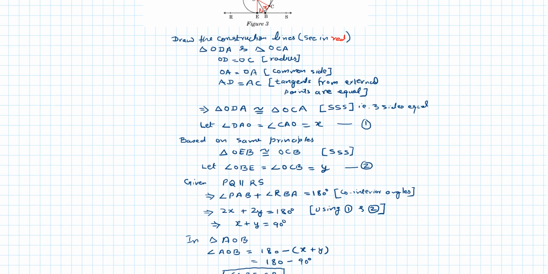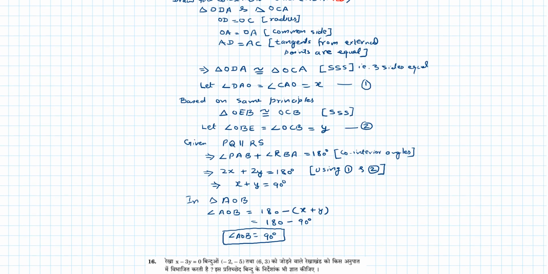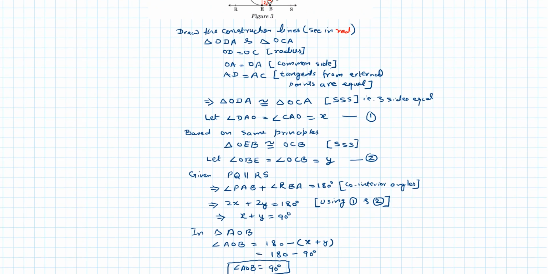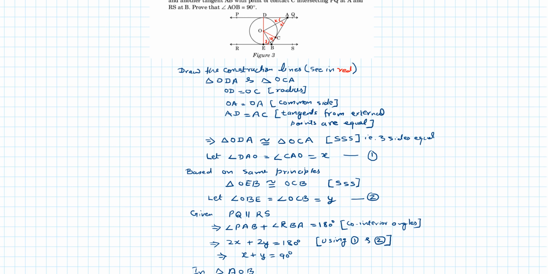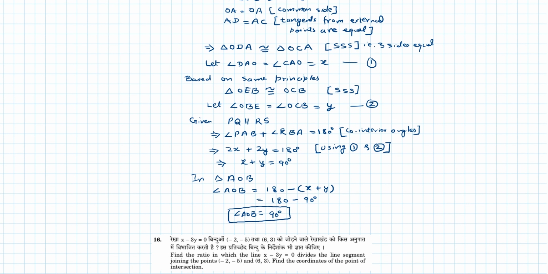Now we have to find angle AOB. In triangle AOB, angle AOB is equal to 180 minus this angle plus this angle, because the sum of the angles of a triangle is 180 degrees. So 180 minus (x plus y). But x plus y is equal to 90 degrees. So 180 minus 90, and angle AOB is equal to 90 degrees.